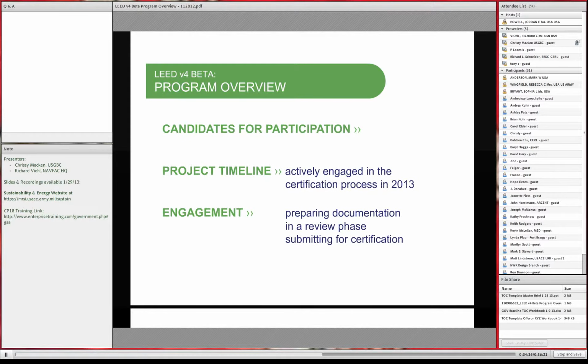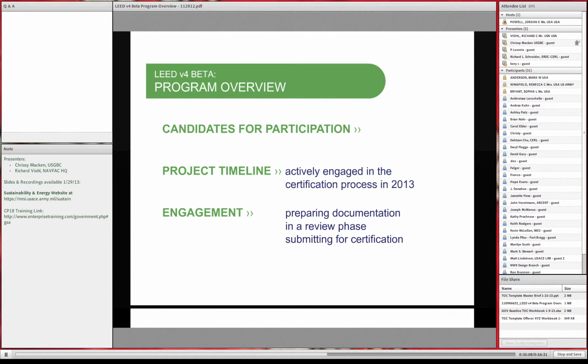So, some candidates for participation. What we're looking for is bringing in 100 projects through the beta process. At this point, we have 61 projects registered, so we still have 39 spaces left for projects that are actively engaged in the certification process in 2013. So what that means is, if you're a new construction project, we're looking for projects that are either gearing up for and submitting for their design review or perhaps their construction review in 2013.